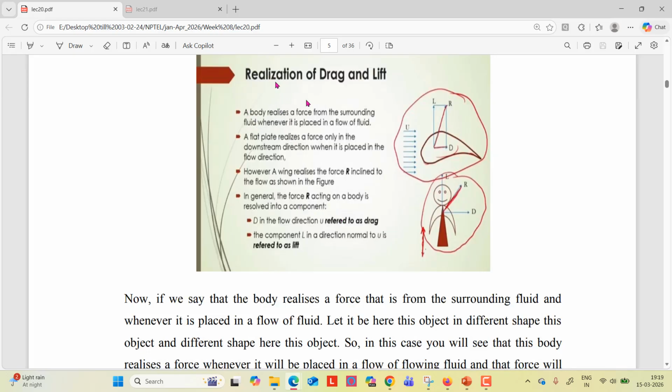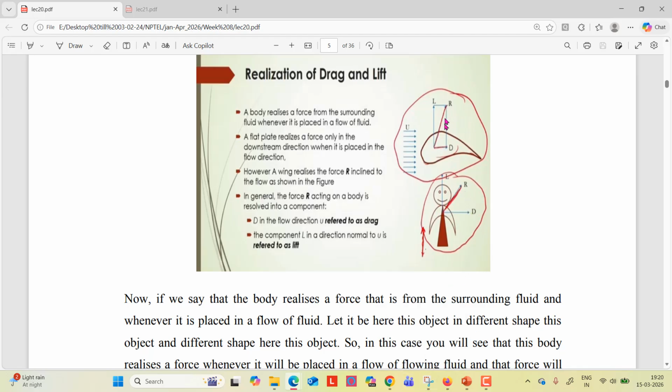So now, realization of drag and lift. A body realizes a force from the surrounding fluid whenever it is placed in a flow of fluid. A flat plate realizes a force only in the downstream direction when it is placed in the flow direction. However, a wing realizes the force R inclined to the flow, as shown in the figure. Suppose there is a body, you can see there. So the resultant force is acting in this direction.